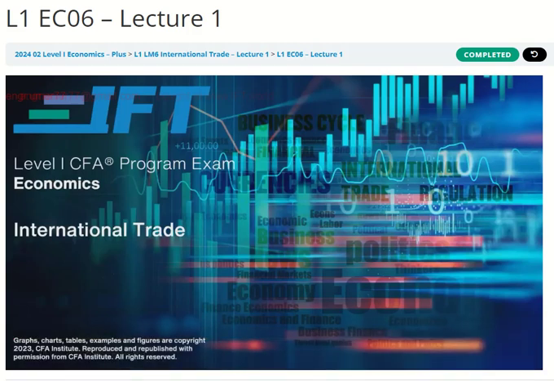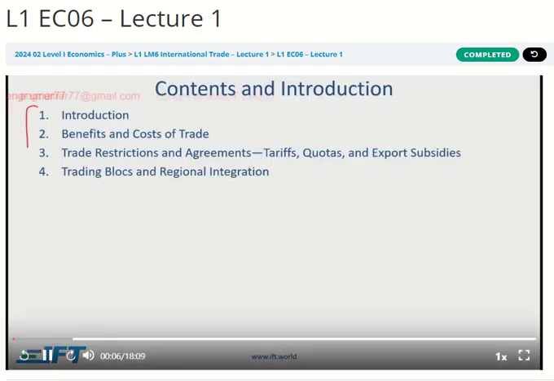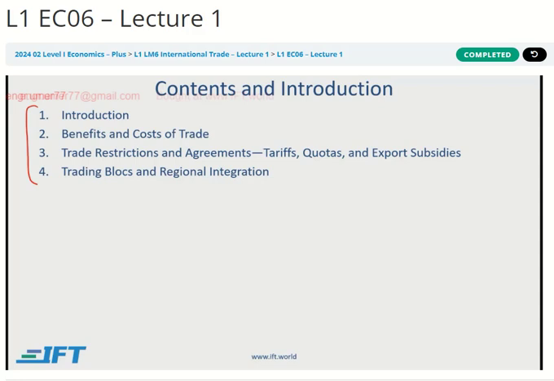International trade, a very interesting learning module. We're going to talk about what are the benefits and costs of international trade, how countries can restrict trade, why they do it, what are the different tools that they use to do it, such as tariffs, quotas, and export subsidies, how they can allow international trade through agreements, what are the different trading blocks in the different regions of the world.